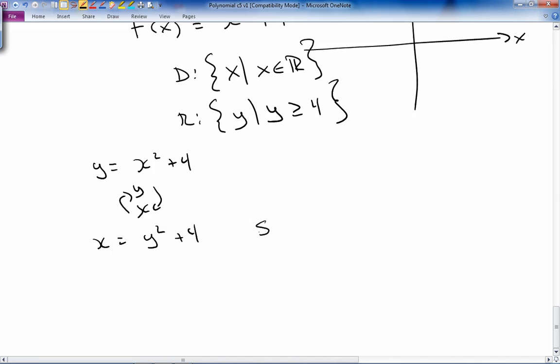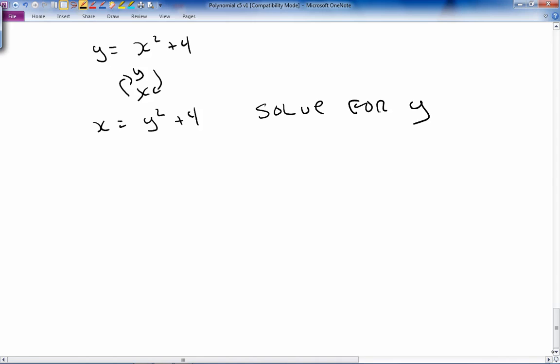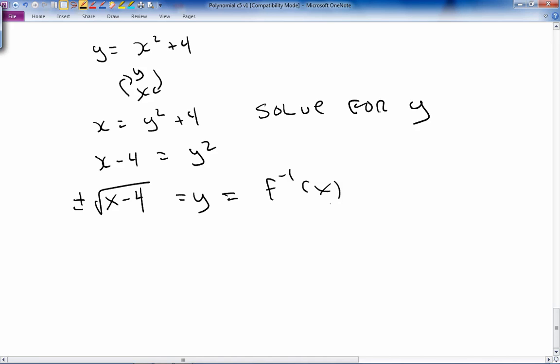Solve for y. So we get x minus 4 equals y squared, y equals plus or minus the square root of x minus 4. Don't forget the plus or minus, because you had to supply the square root sign. There is the inverse of the function. We're done.